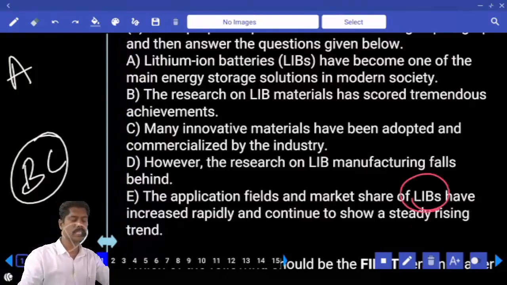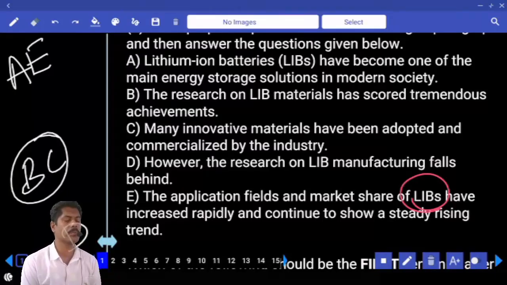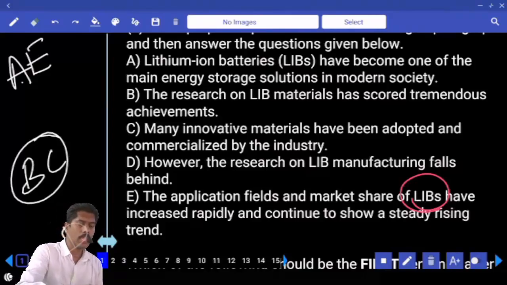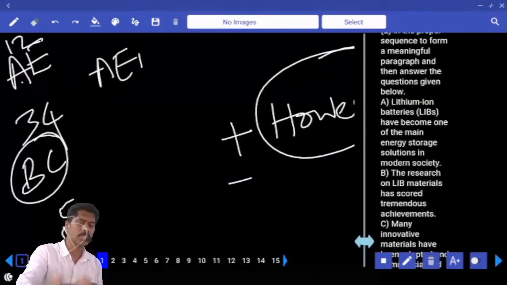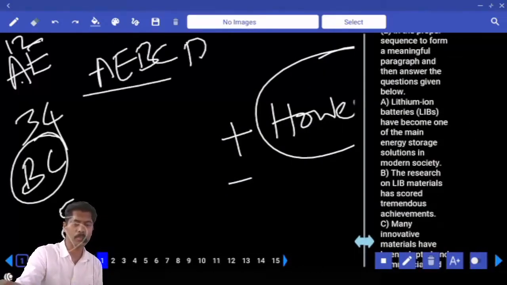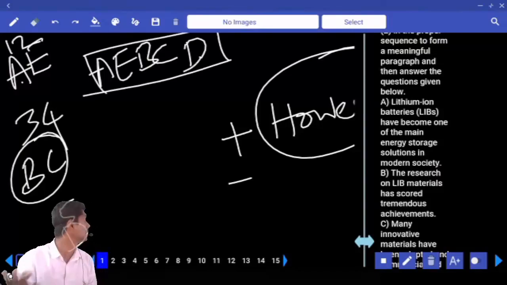So where did we see LIBs? LIBs is in the first sentence. So AE. So what is the order? AE paired, BC paired, and D separate. So D should come in the third position or last position. So AE, BC, and D. AE, BC, D. This is the order. D is the opposite of the given above sentences.